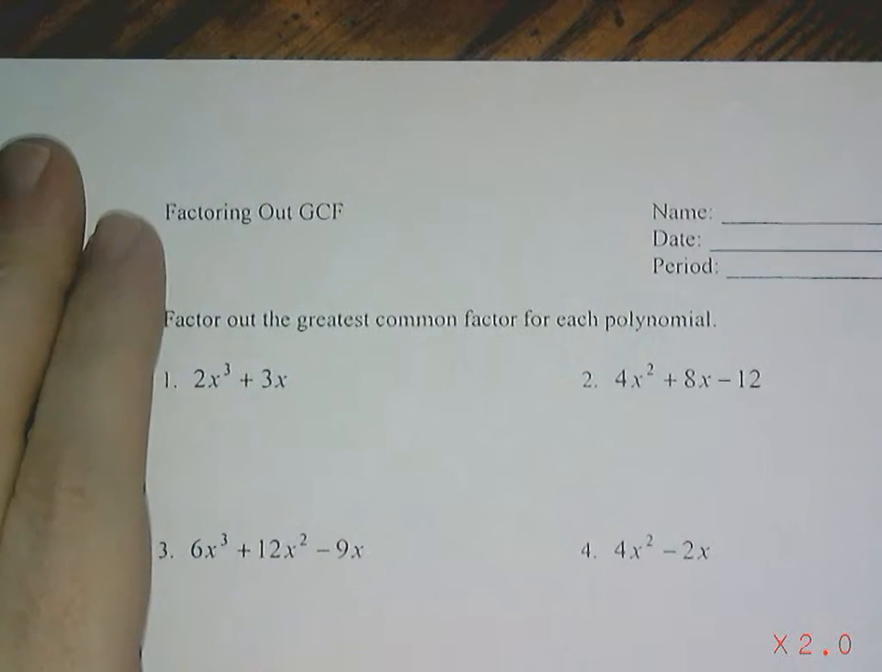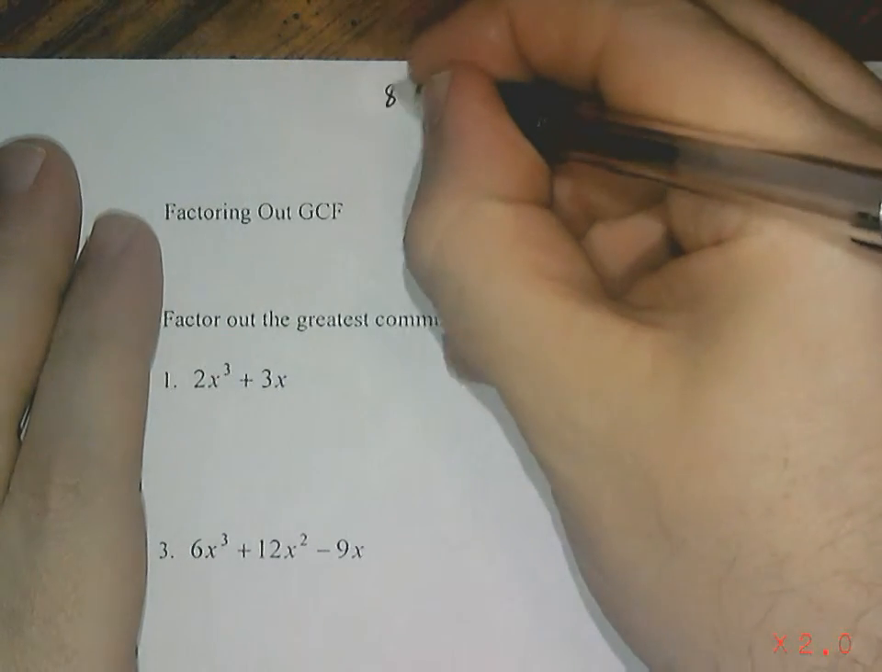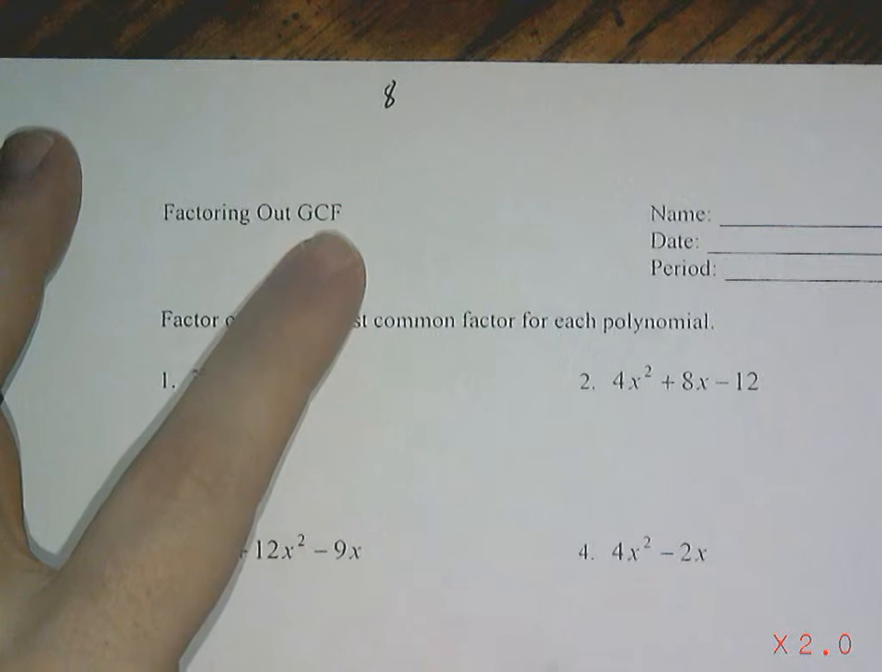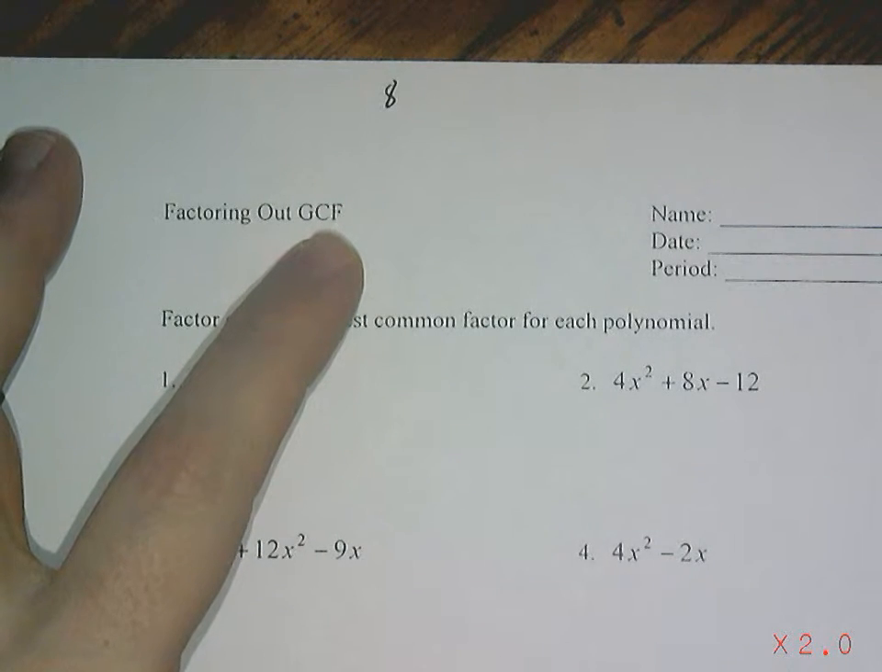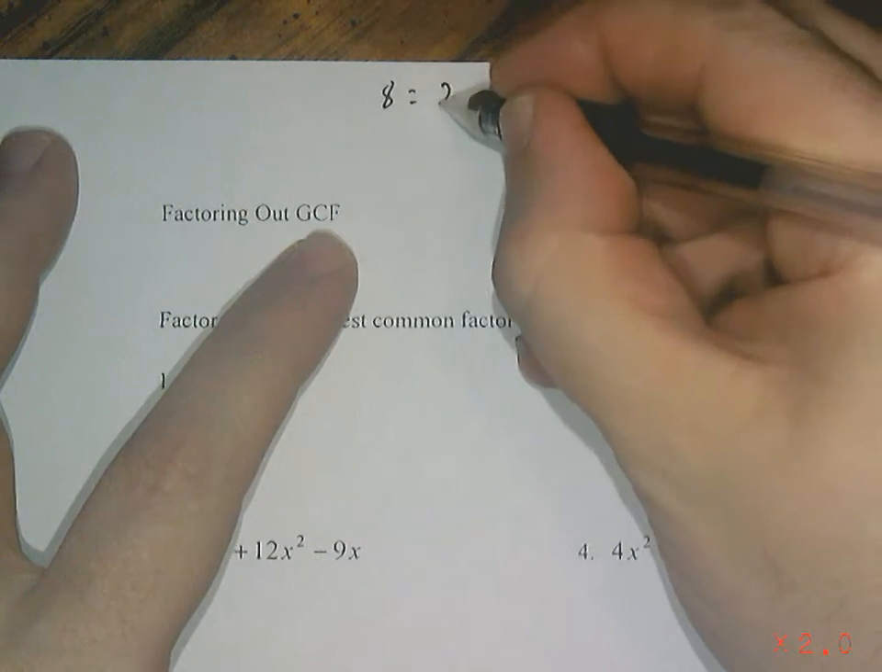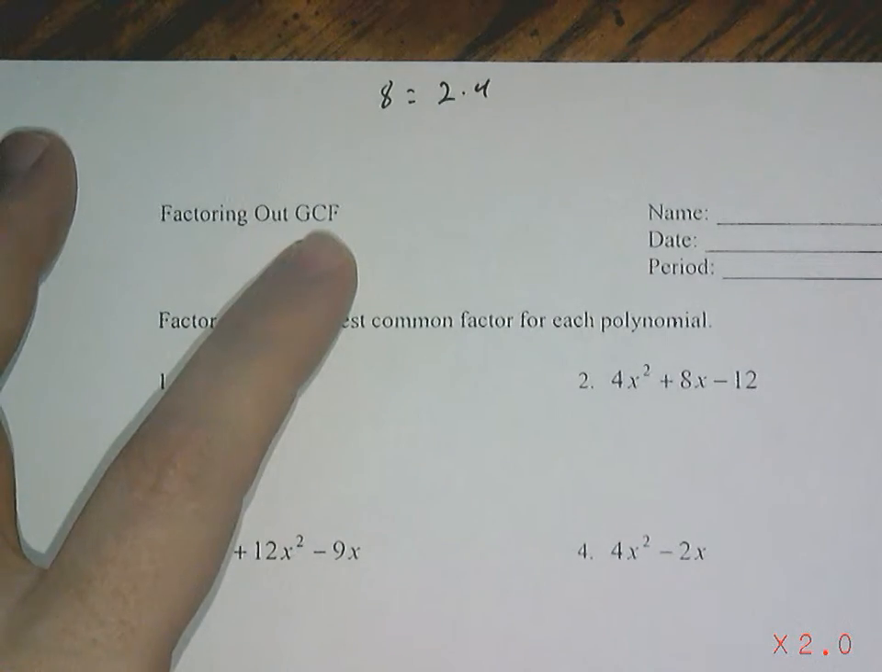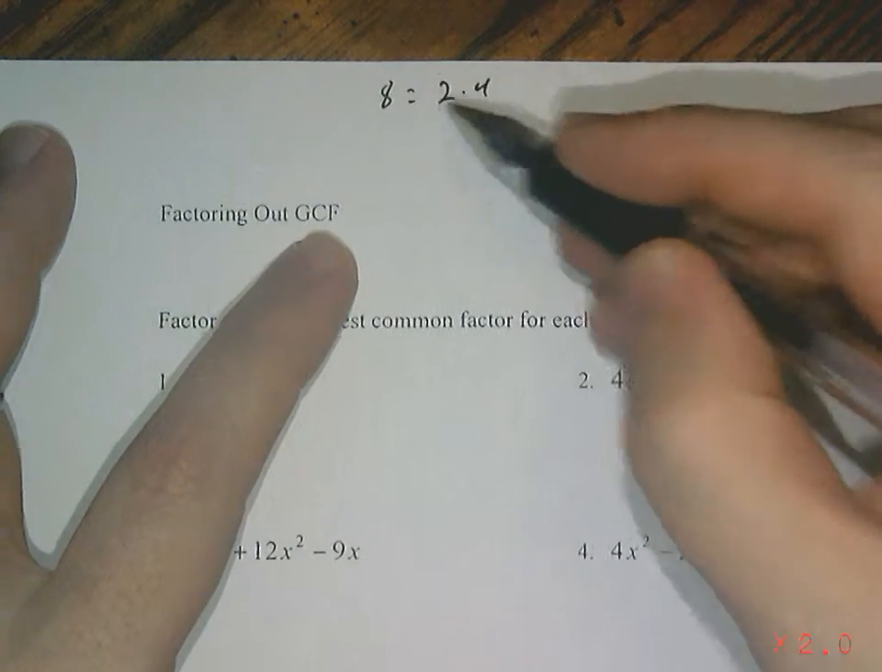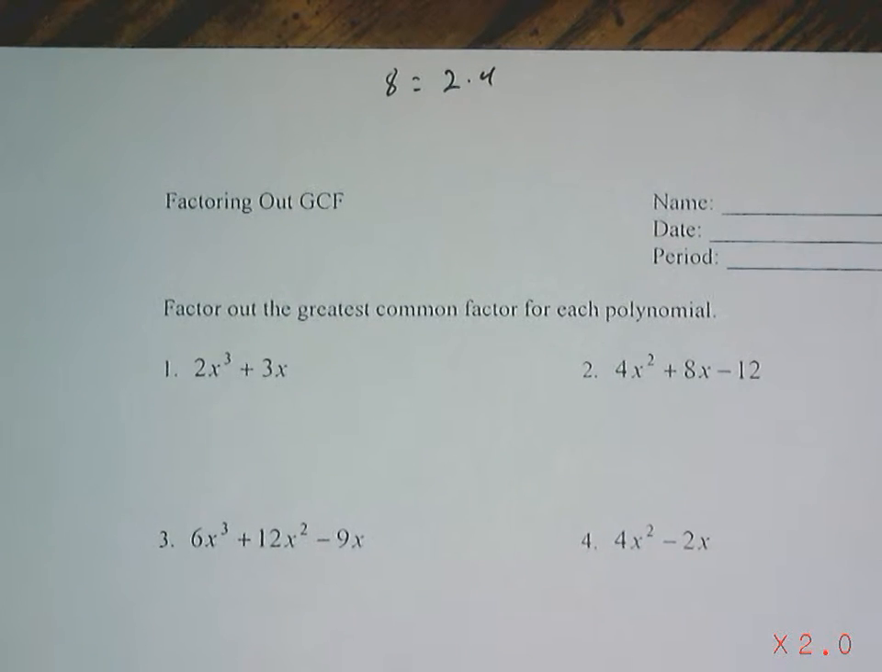For example, let's look at the number 8. Okay, what can you multiply to get to 8? Well, you can do 2 times 4, right? So 2 times 4 would equal 8. So 2 is a prime number. A prime number is a number that can only be divided by itself or by 1. You can't multiply or divide by anything else and still end up with 2, or you'll get a fraction or a decimal.